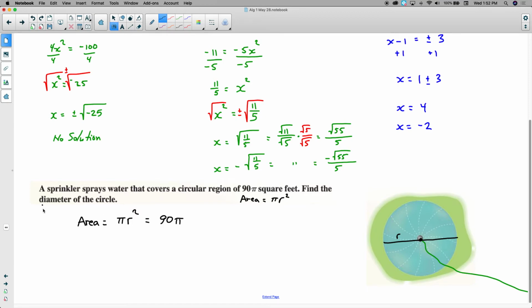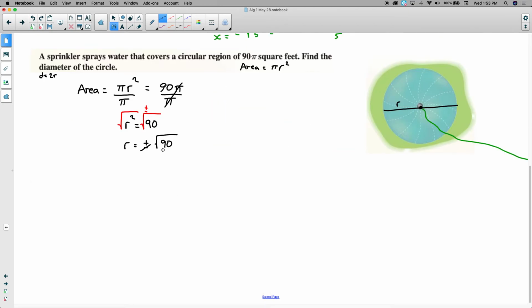Okay, so maybe I'll just write that over here. Diameter equals 2r. All right, solving for r, I need to divide by pi. That's kind of convenient. r squared equals 90. Root it. This time I am going to remember to bring in the plus or minus, but I'm also going to throw out the minus because a negative radius is not possible. So I'm going to write this as plus or minus, and I'm going to kill that one off. And I have root 90, which needs to be worked.